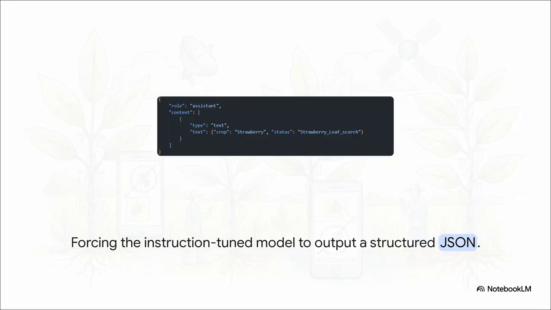Because Gemma is an instruction-tuned model, developers were able to maximize its potential through clever prompting. They literally forced the AI to output its diagnosis in a strictly structured JSON format. The prompt explicitly tells the AI to analyze the image and output its findings strictly as a JSON object with crop and status keys. By forcing the model to identify the broad crop type first, say a strawberry, and then nail down the specific disease status, it navigates those 67 possible outcomes so much more accurately.